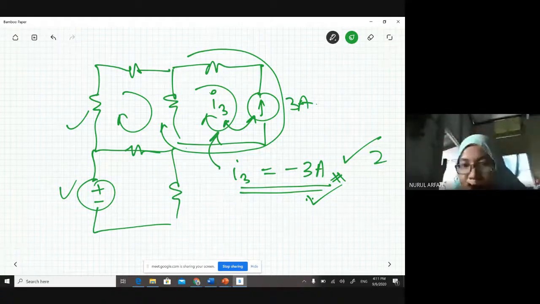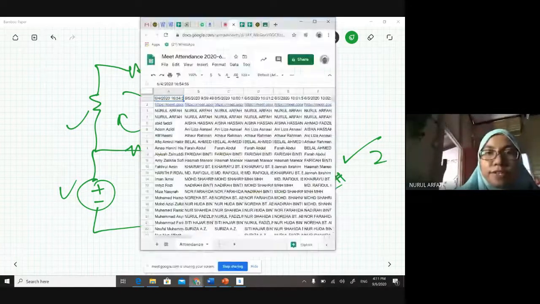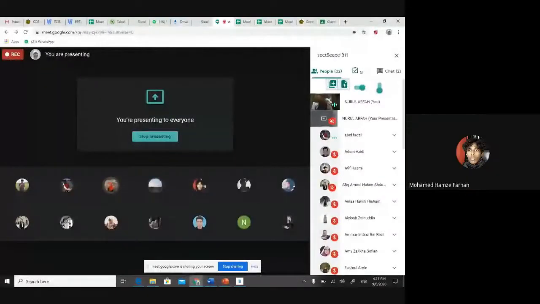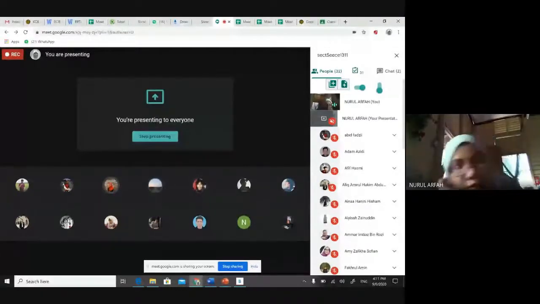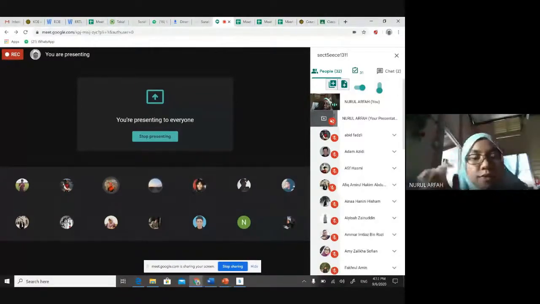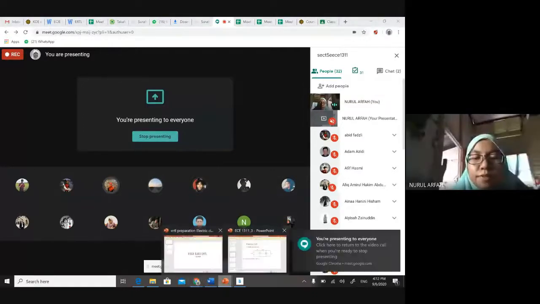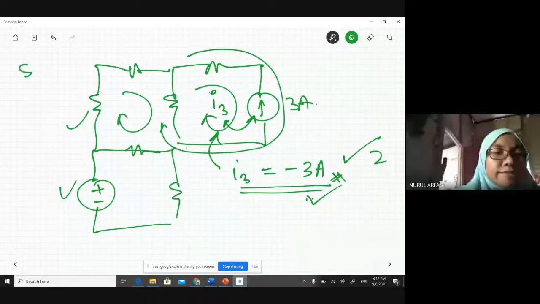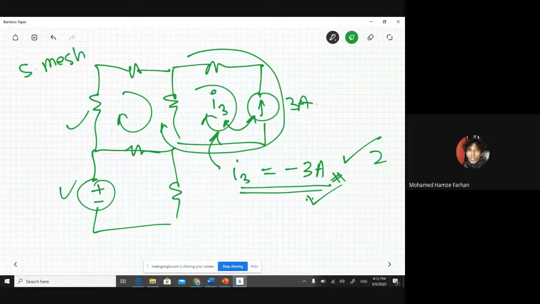Any question? Madam, was there any mesh for this last example? Do you mean the last example? You're asking me about the super mesh or the mesh only? Both. Is there any super mesh or mesh?